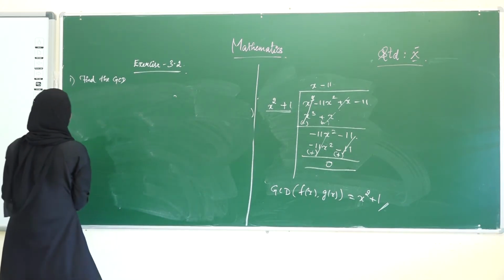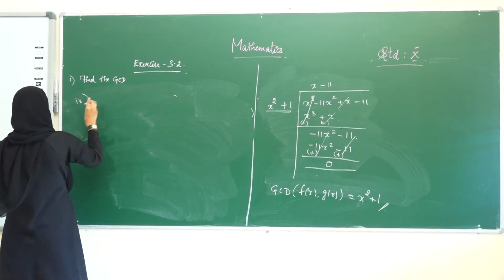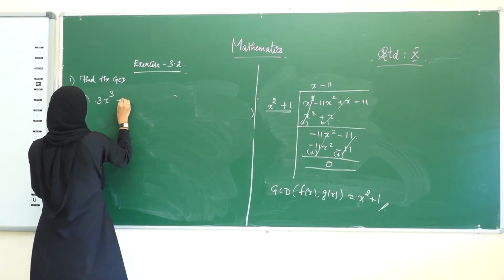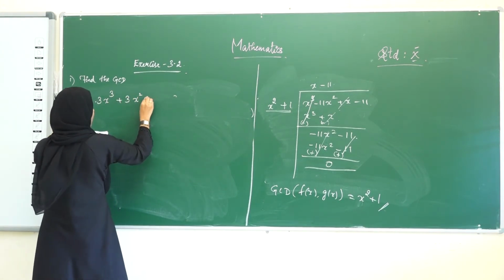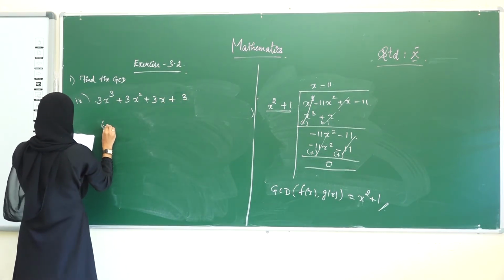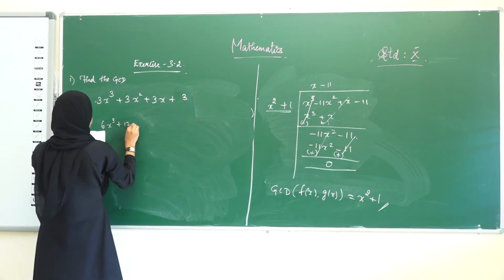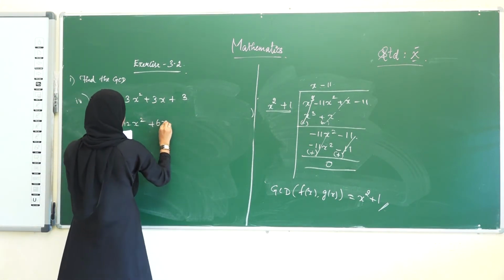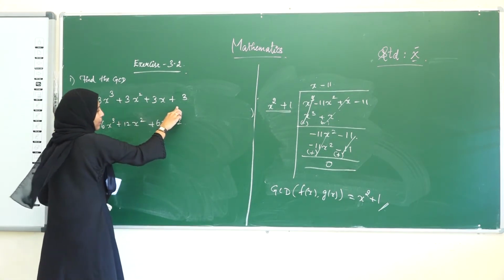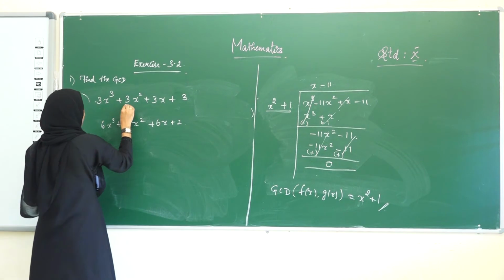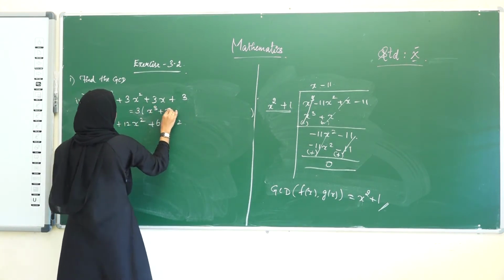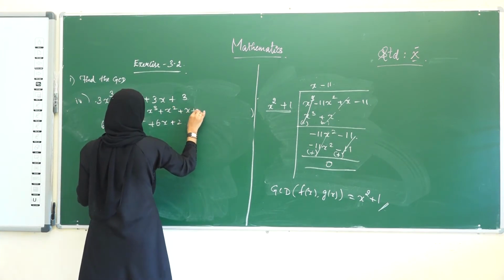And let us move on to the fourth subdivision. What's the question given there? Find the GCD of the polynomials 3x cube plus 3x square plus 3x plus 3 and 6x cube plus 12x square plus 6x plus 2. See, in these two polynomials also we have some coefficients that are common. So from the first we are going to take 3 outside: x cube plus x square plus x plus 1.